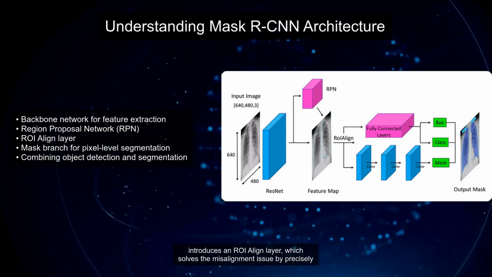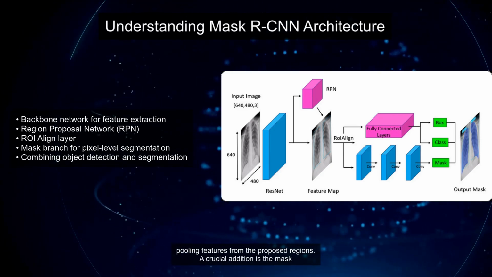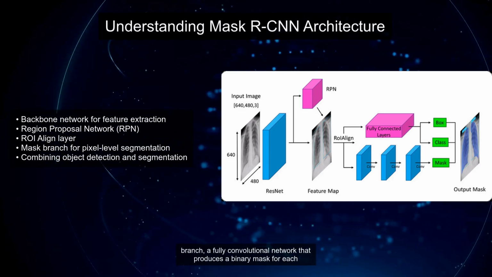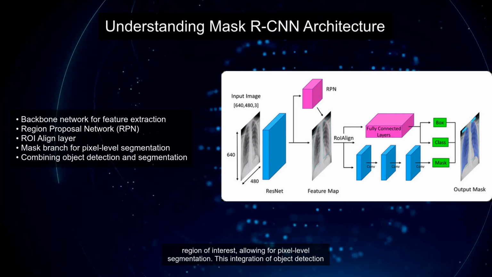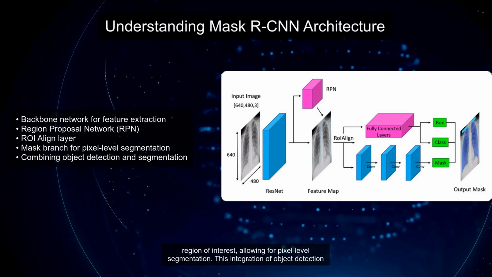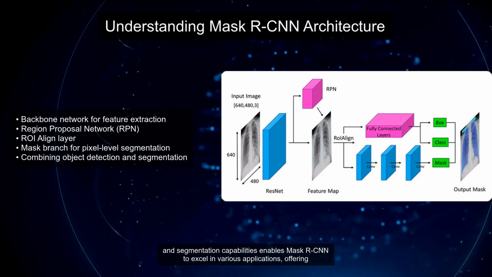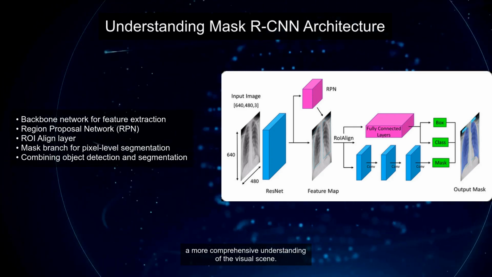Unlike the original R-CNN, Mask R-CNN introduces an ROI Align layer, which solves the misalignment issue by precisely pooling features from the proposed regions. A crucial addition is the mask branch, a fully convolutional network that produces a binary mask for each region of interest, allowing for pixel-level segmentation. This integration of object detection and segmentation capabilities enables Mask R-CNN to excel in various applications, offering a more comprehensive understanding of the visual scene.